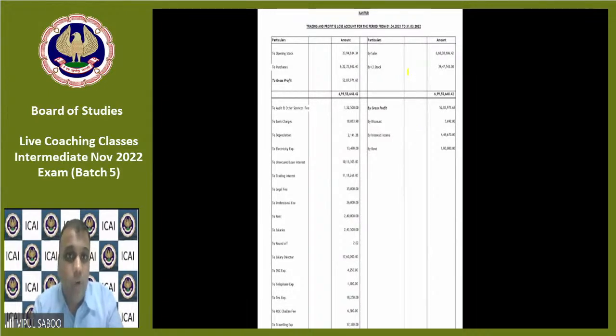Okay, so what do we have? You can zoom your screens as well. We have normal, just be with me. We have sales. We have closing stock. We have opening stock. We have purchases. We have gross profit. We have discount in indirect incomes, interest income, and rent.